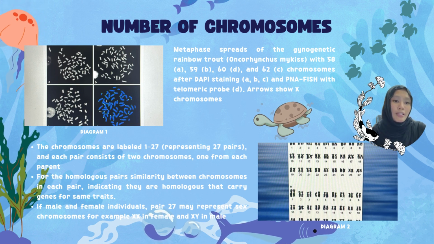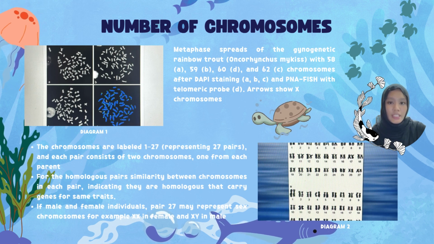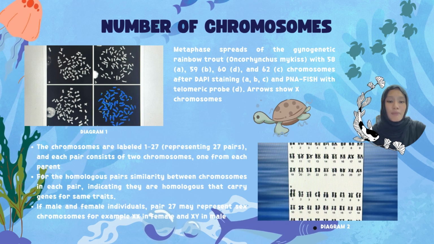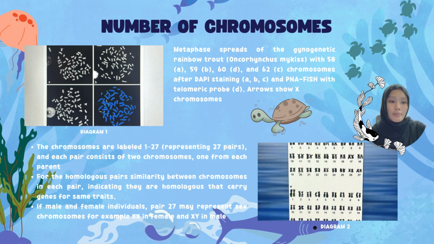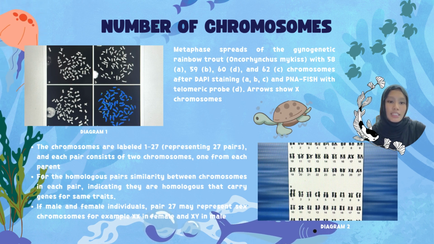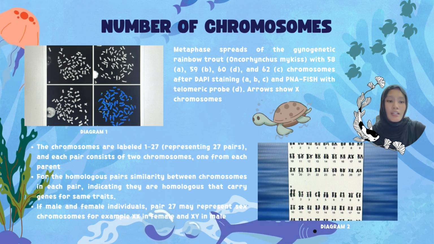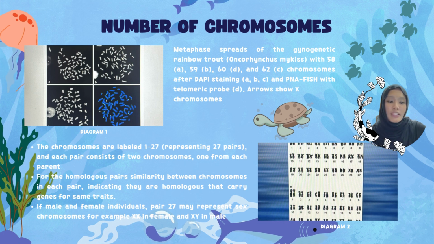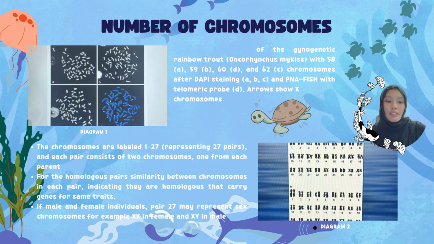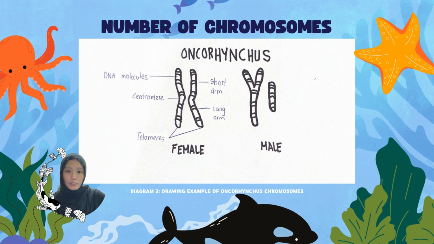The chromosomes are labeled 1 until 27, representing 27 pairs, and each pair consists of 2 chromosomes, one from each parent. For the homologous pairs, the similarity between chromosomes in each pair indicates they are homologous and carry genes for the same trait. In male and female individuals, pair 27 may represent the sex chromosomes, for example, XX in female and XY in male. Lastly, we have the drawing pictures of the chromosomes.